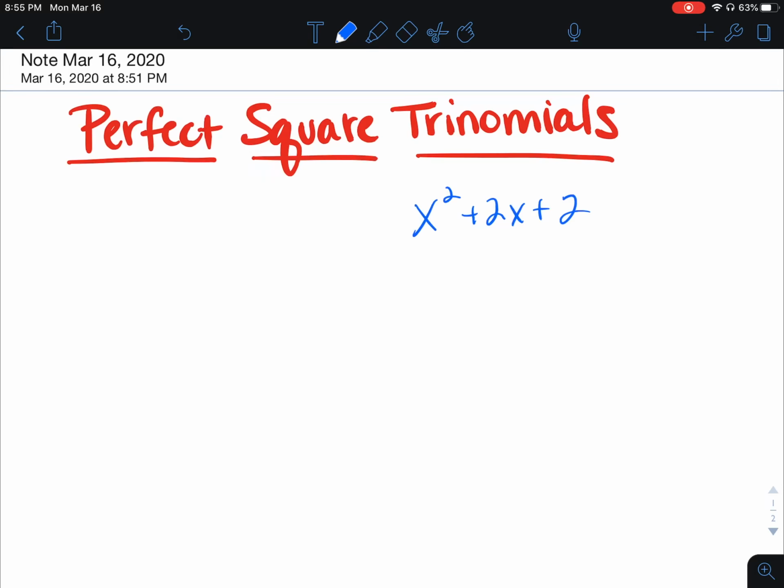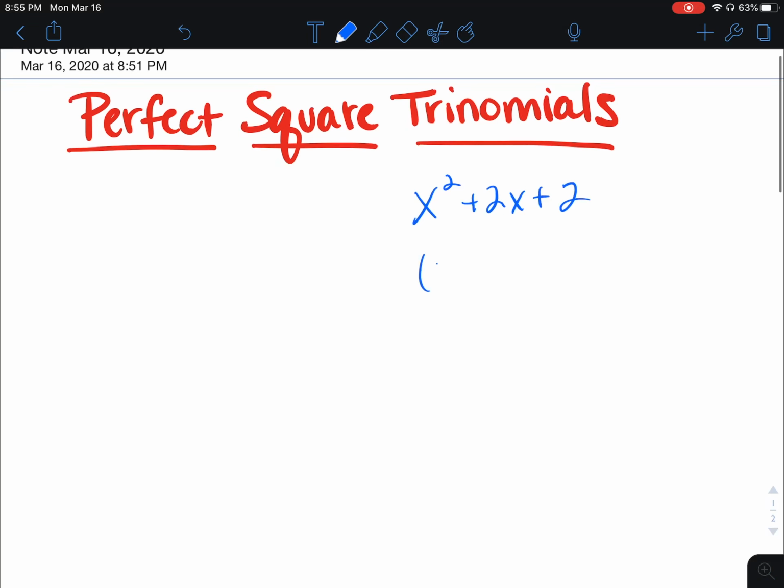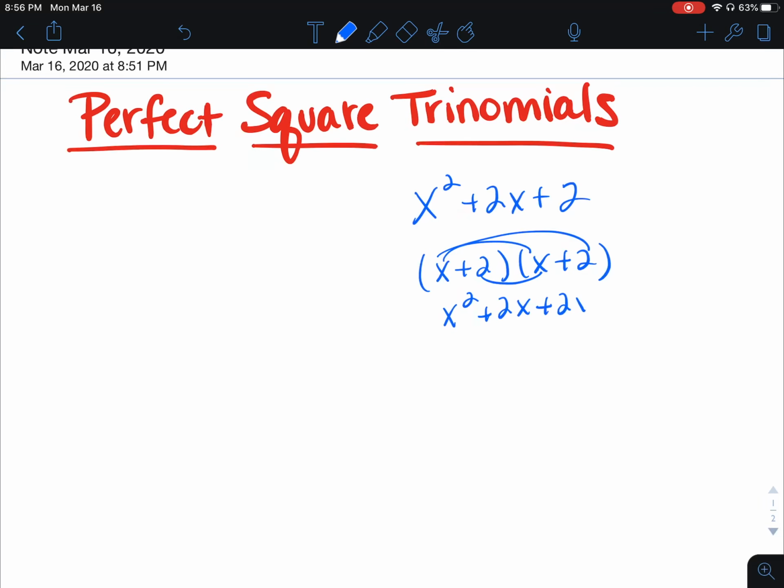When we're talking about this, there's actually a pattern to this. For example, if we had x plus 2 times x plus 2, and I do the FOIL method, I would do x squared plus 2x, and then plus 2x, and then plus 4. If I simplify this, we actually get this. So there's an actual pattern to this for perfect square trinomials.